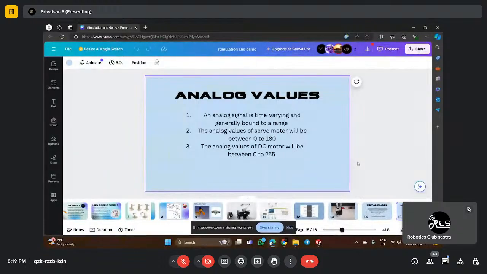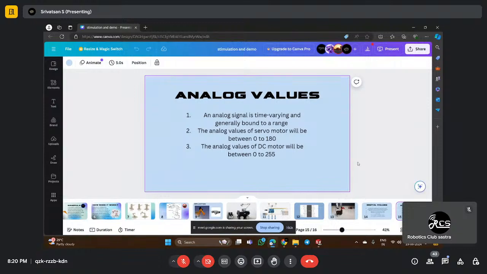Analog signals are signals which produce varying outputs depending upon the time. The analog values of a servo motor range between 0 and 180, and the analog values of a DC motor range between 0 and 255. If the analog value of the DC motor is 127.5, then the motor will run at medium speed.